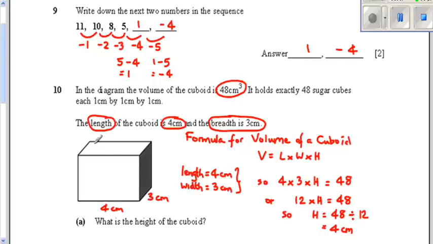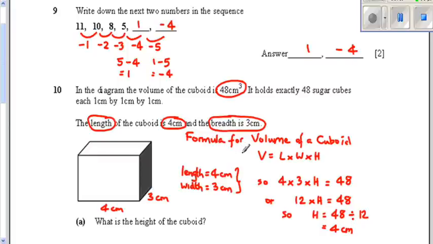Okay, question 10. In the diagram, the volume of the cuboid is 48 centimeters cubed. So just put a circle or highlight the key things in the question here. It holds exactly 48 sugar cubes, each 1 centimeter by 1 centimeter by 1 centimeter. So the length is 4, so we can write 4 centimeters along that front length there. The breadth or the width is 3, so we can write 3 centimeters next to that dimension there, which is the width or the breadth.